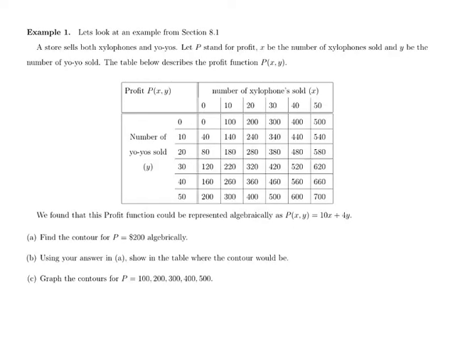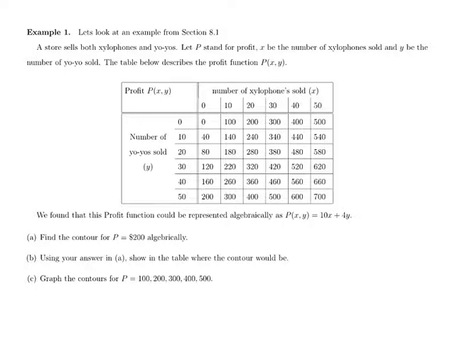In this video, we're going to do some practice problems revolving around contour diagrams of functions of two variables. So our first example is one that we looked at in section 8.1, looking at the profit of a store that sells two things, xylophones and yo-yos. Xylophones represented by X, the number sold. Y is going to represent the number of yo-yos sold.